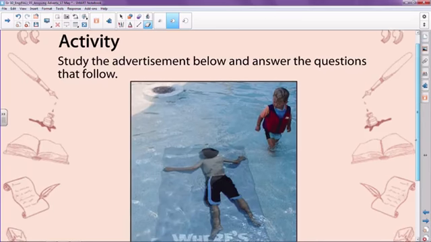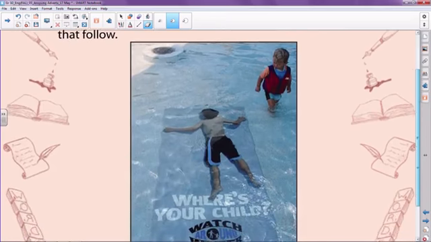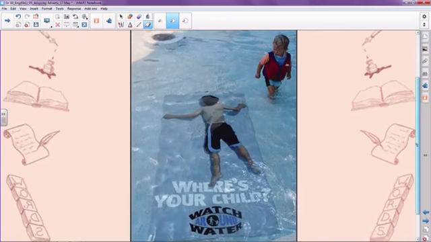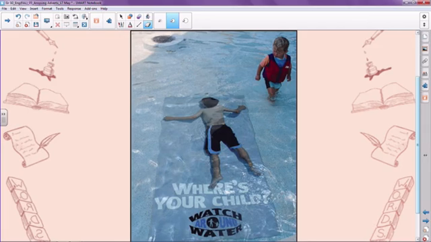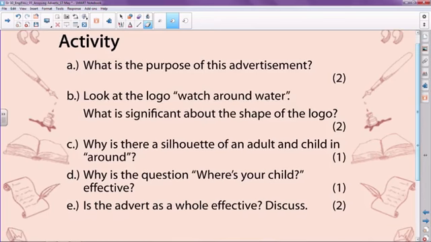So here we have it. This is from a past paper. And there's the advert. In fact, the advert is at the bottom of a swimming pool, painted on the bottom of a swimming pool. And the questions that follow are: question A, question number 1, what is the purpose of this advertisement? 2 marks. B, look at the logo, Watch Around Water. What is significant about the shape of the logo? 2 marks. C, why is there a silhouette of an adult and a child around it?